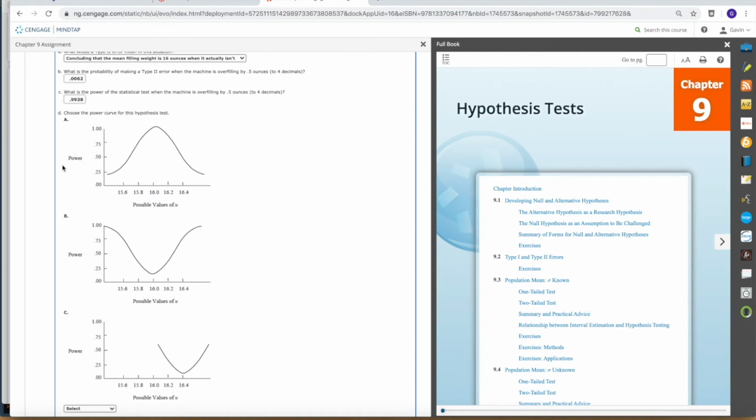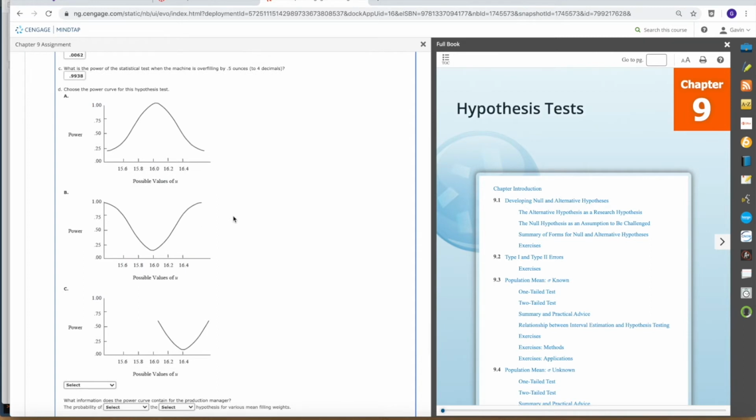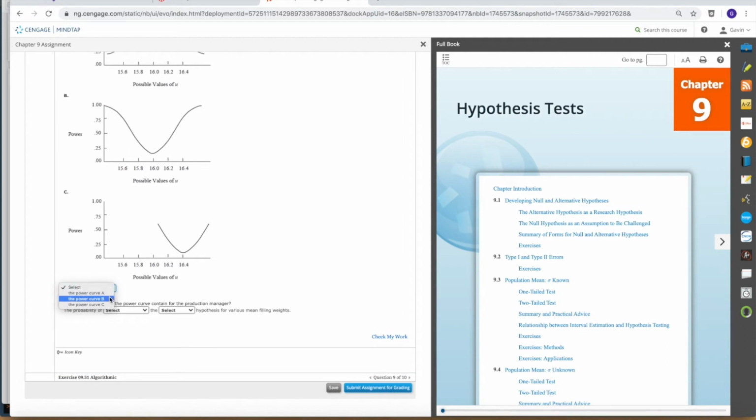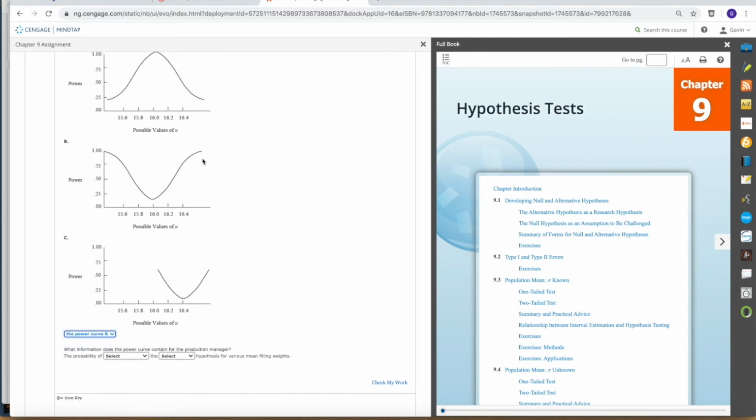This is the wrong graph because it says power, but if this said probability of a type 2 error, it would actually look like this. The probability of not rejecting the null hypothesis is very high when we're close to the truth, but becomes lower as we're getting farther from the truth. So these two graphs are just inverses because probability of type 2 error and power are inverses. So the answer to this one will be the power curve B right here.